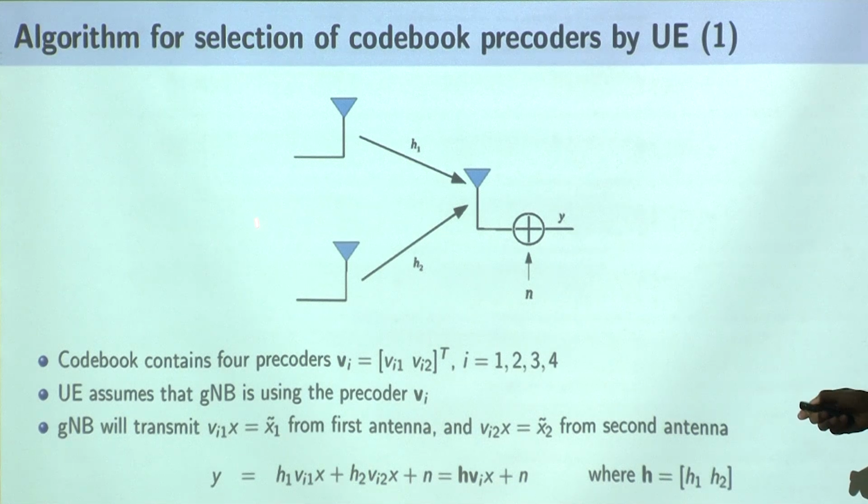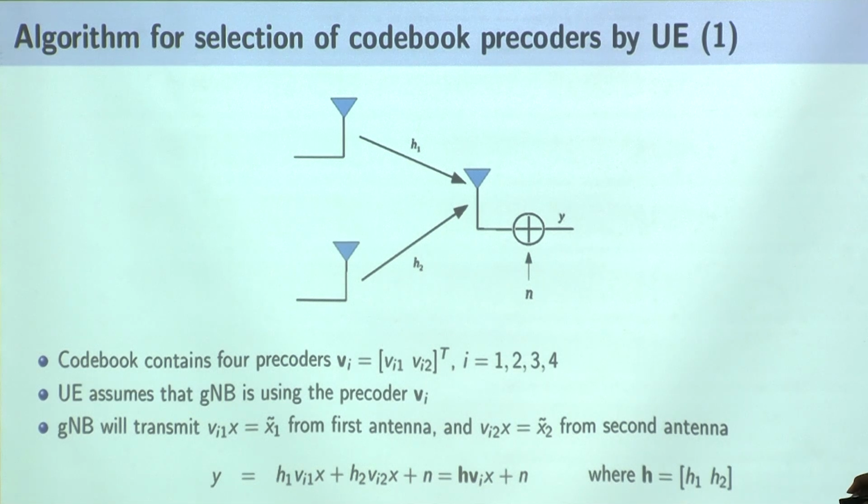You are transmitting only a single symbol. The single symbol gets precoded, it goes through the channel, and the signal is received at the receiver at the single antenna, right? Now if this is the received signal, what should the UE do? The UE should pick a precoder which maximizes the overall signal strength, correct? And if it picks a precoder which maximizes signal strength, what does that mean?